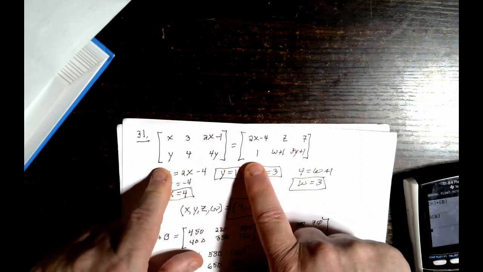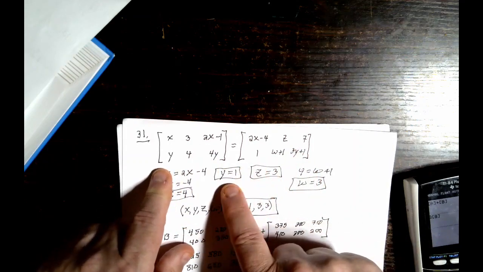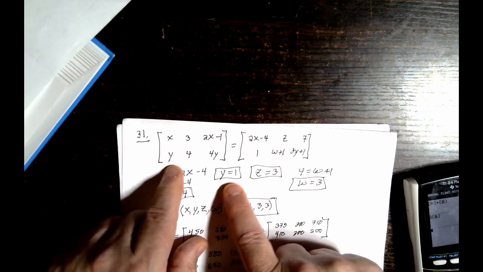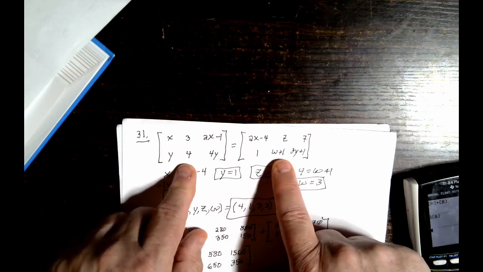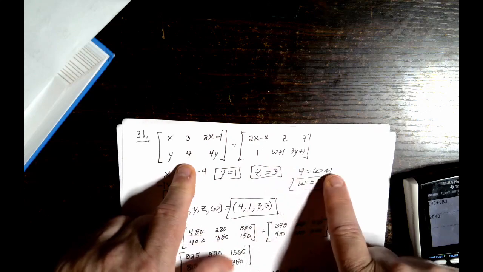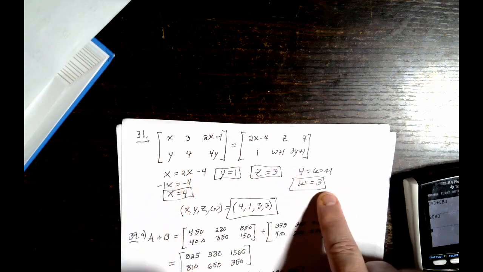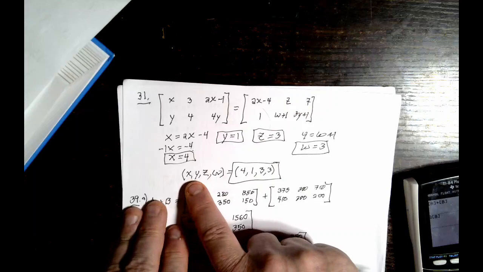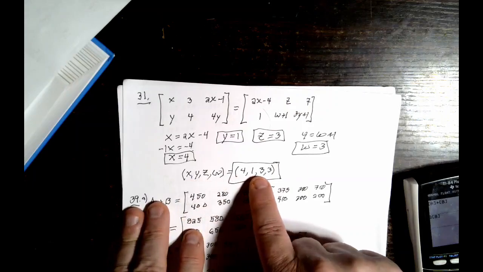We know that one. Okay, we don't need to do this one because we already know what X is. Let's try this one, Y and 1. Y equals 1, so we got Y. And now we need W. Well, 4 equals W plus 1. Subtract 1 and you get W equals 3. So this is the way you write it: X, Y, Z, W is 4, 1, 3, 3.